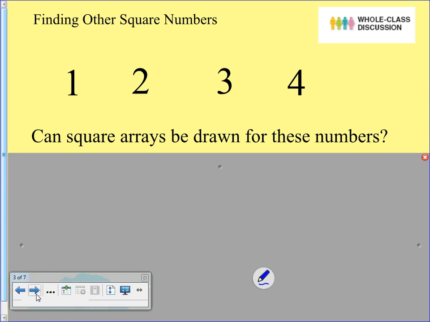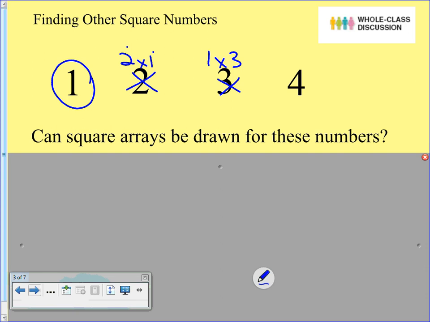Let's take a look at a couple more of these. Find other square numbers. So we know 1 is a square number. Is 2 a square number? 2 times 2 doesn't equal 2. 2 times 1 equals 2. These aren't the same numbers, so 2 is not a square number. 3 is not a square number because 1 times 3 equals 3. The same number doesn't multiply to get to 3.